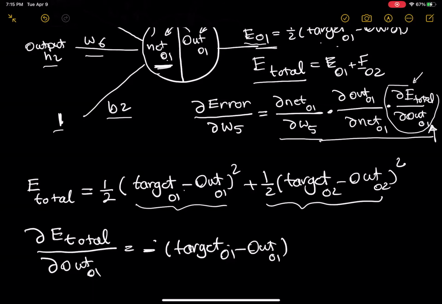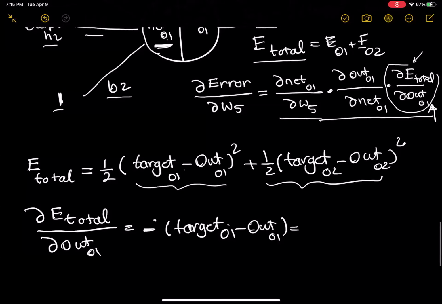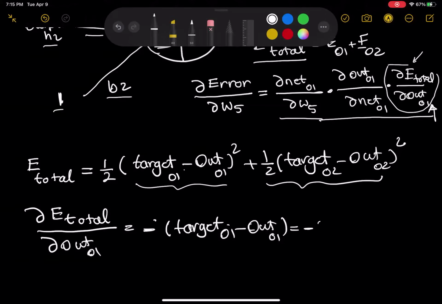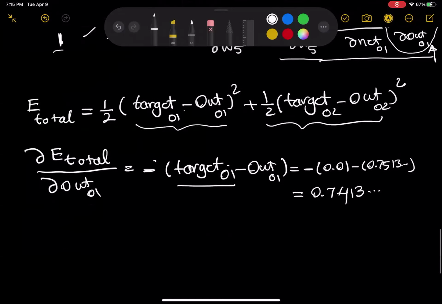Now if I just replace the numbers, because all of those numbers are already calculated for me: negative, target of O1, 0.01, minus 0.7513 dot dot dot. This numbers is already calculated. So this would give me 0.7413 dot dot dot. Good.